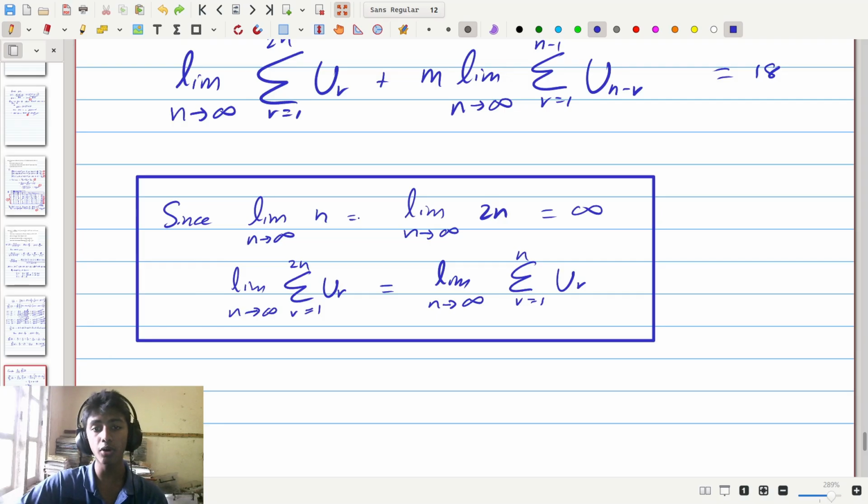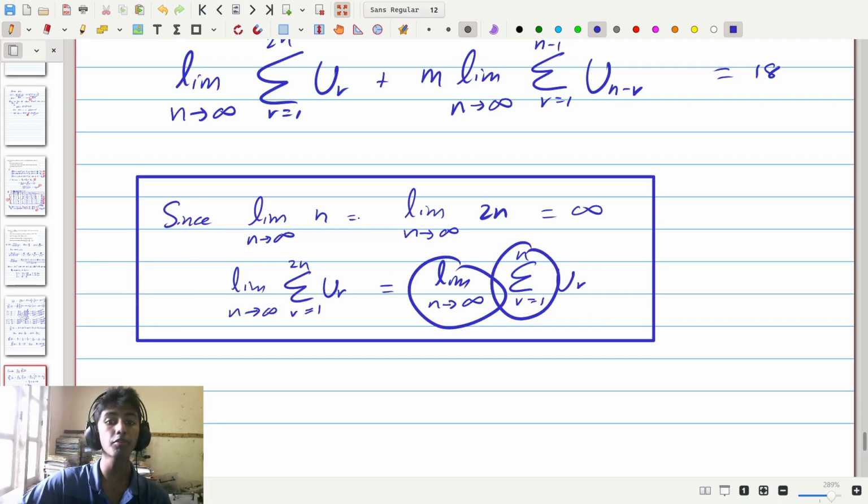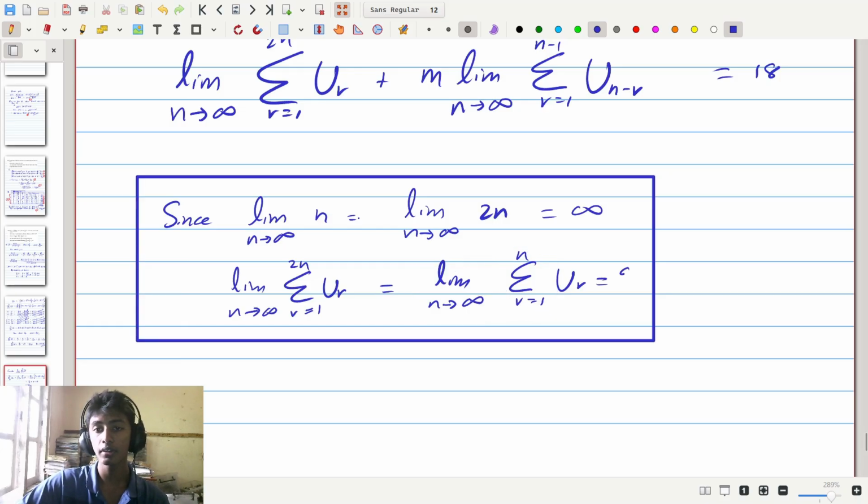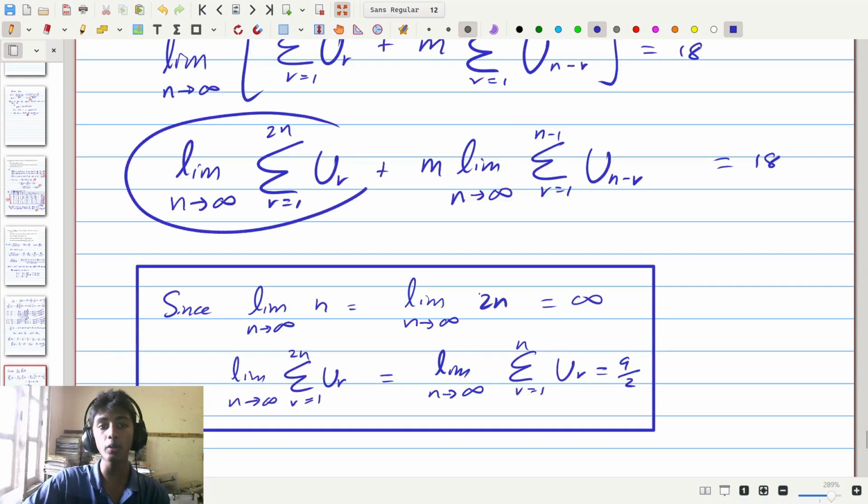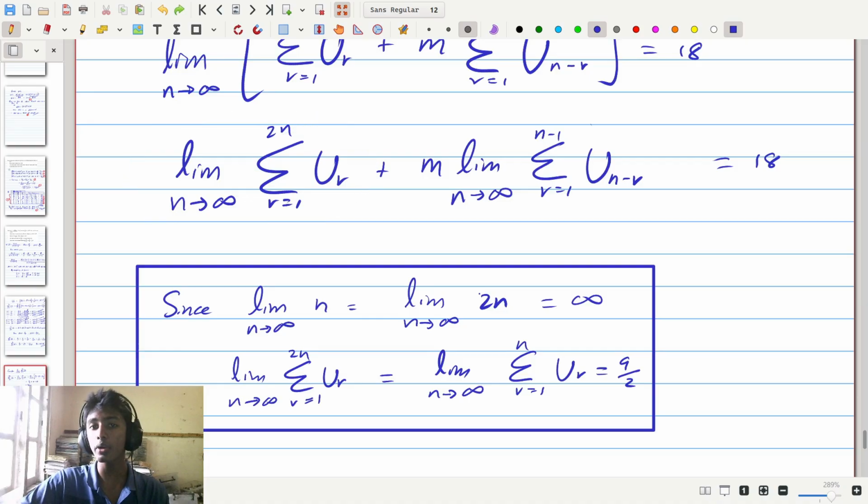Now we also happen to know what this sum is equal to. This limit as n approaches infinity of the sum from r equals 1 up to n of u of r is equal to 9 over 2. Now we've sorted out this part. We know that this is equal to 9 over 2. Let's now consider the second part. We have a constant m multiplied by this limit of this sum right here.